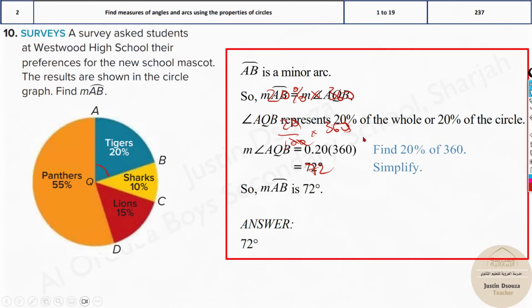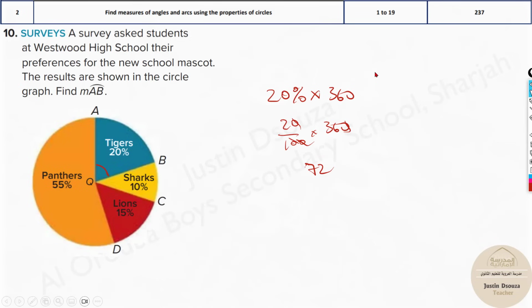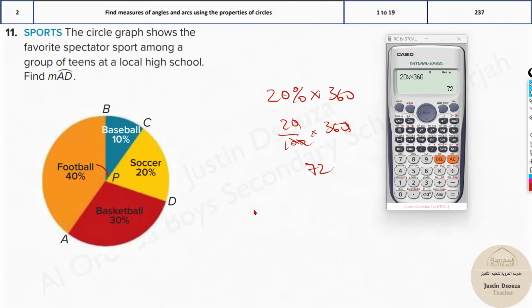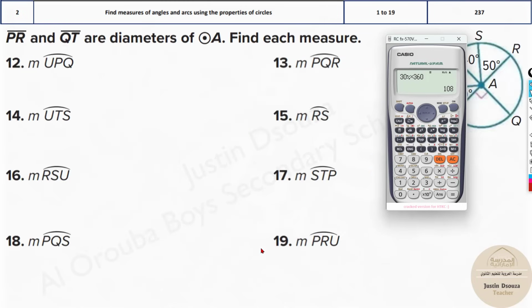So that's it. Now I will show you how we can directly put this in the calculator. You can press 20 as it is, but then you have a symbol for percentage. Shift and this symbol over here gives you percent multiplied by 360. Just find the answer and then select the correct option from the given options. Same way over here you can do AD. They have told AD, that is 30% times 360, and that's the answer, 108 degrees.